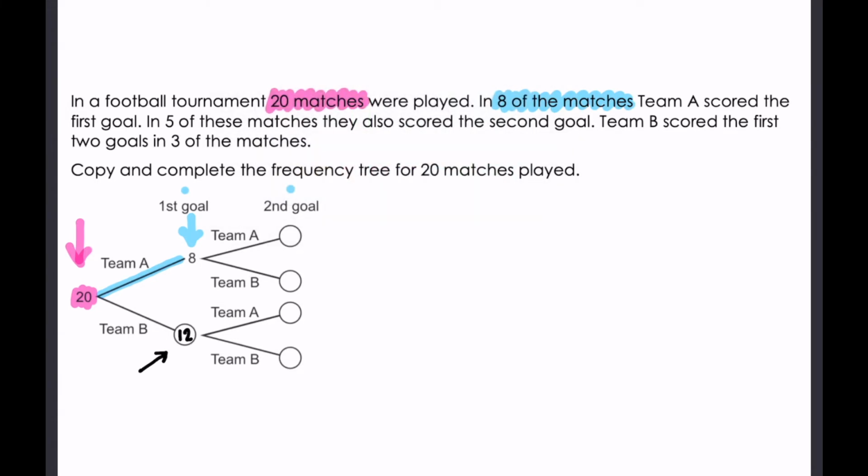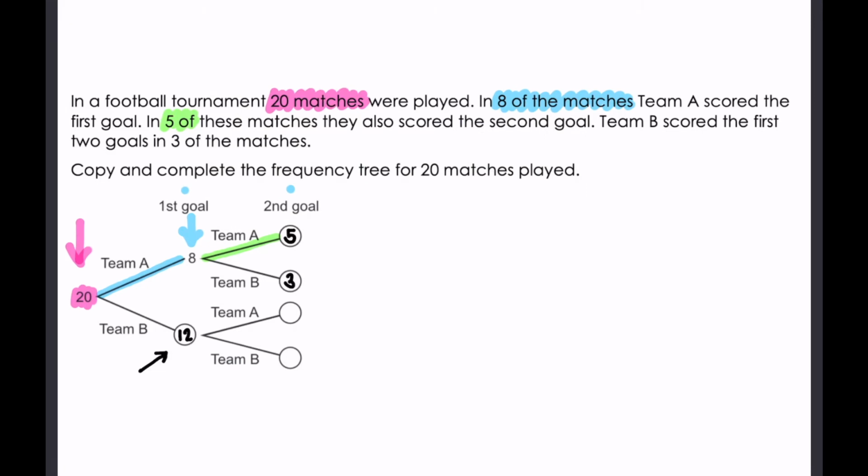Now we have our second goal and we have Team A and Team B again. In 5 of these matches, they also scored the second goal. So we're still talking about Team A. So Team A scored the second goal 5 times. But now this has to total the 8 because the first goal was scored in 8 matches. So 5 for Team A, so that leaves us with 3 for Team B.